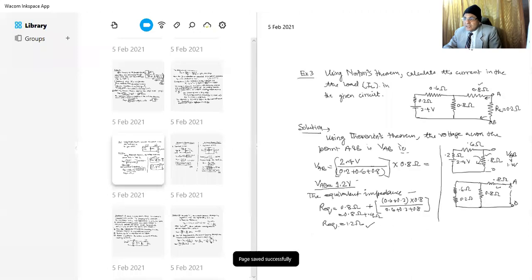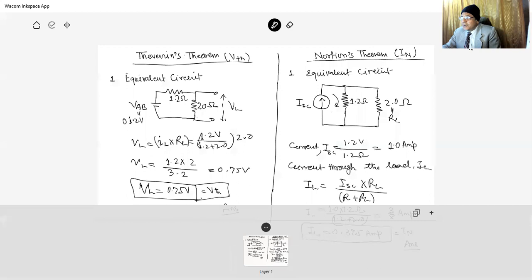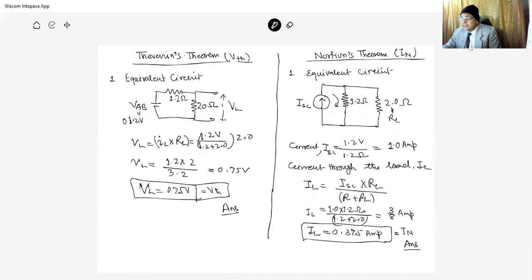Now this equivalent resistance can be used to find out the equivalent current. This is ISC and 1.2. So the current is 1.2 volt divided by 1.2 ohm. So the total current is 1 ampere. So this current is 1 ampere. The current through the load, this is the load, this current is flowing across it.